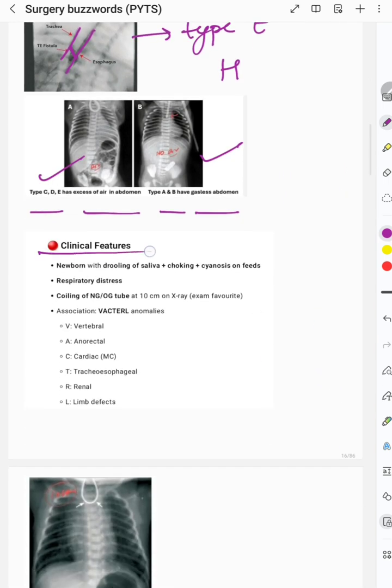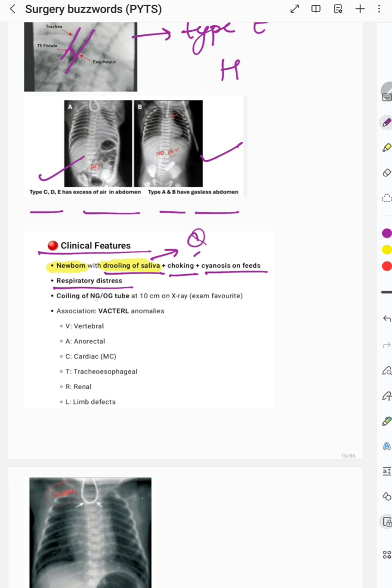Now how does a baby present? First of all, in the history they will mention a newborn, and the most classic statement given in the question will be drooling of saliva. This we can never forget. Any newborn coming to us with drooling of saliva, and there will be choking and cyanosis on feeds, respiratory distress.